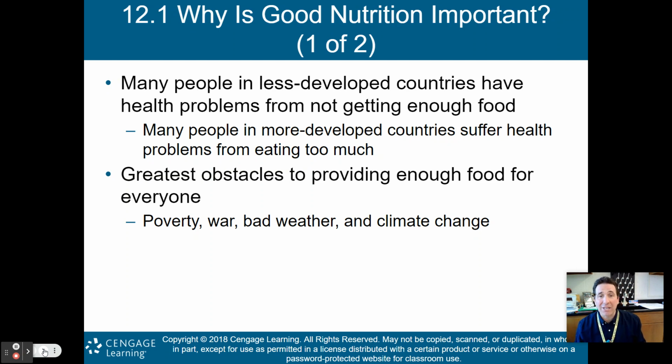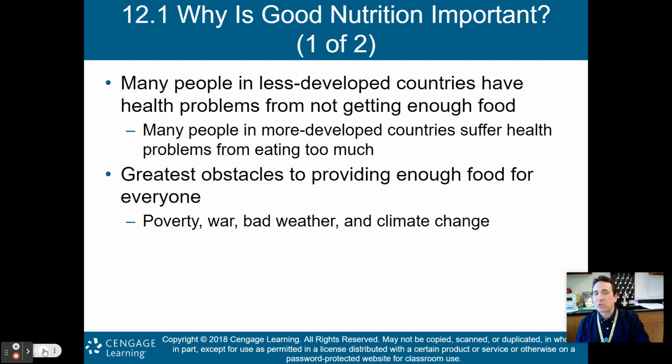Many people in more developed countries suffer health problems from eating too much food. So that's the other side of the coin, right? We have a lot of poor countries where people don't have enough food. Then you have countries like the United States where we have so much food that we eat too much, and we have health problems on the other side of the coin, right? Heart disease, obesity, things like that.